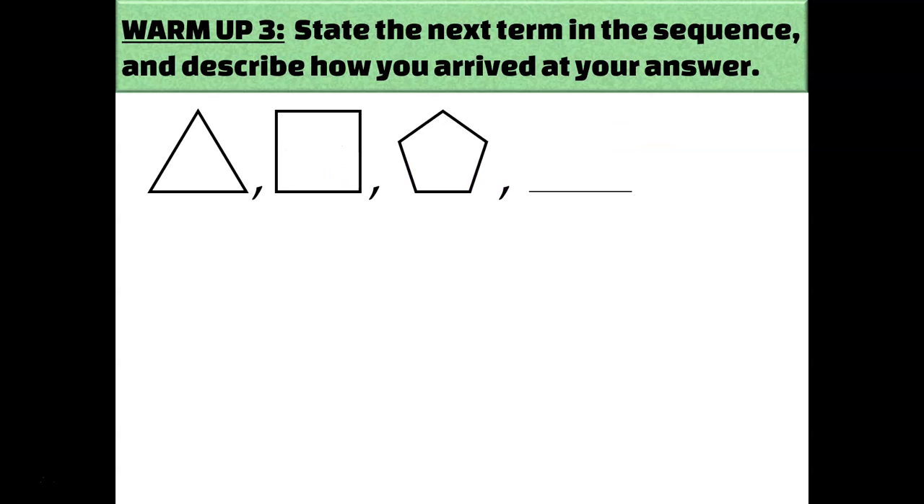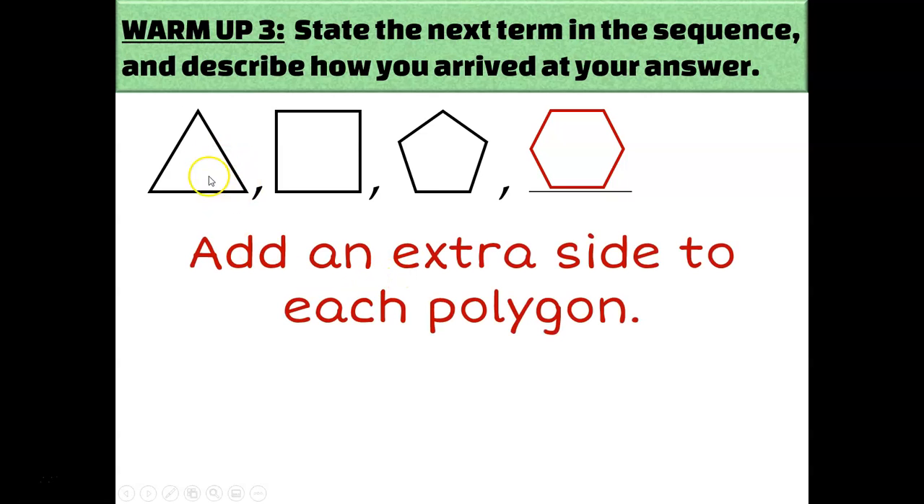Let's try a pattern that's shapes instead of numbers. What shape would come next? If you said a hexagon, you're correct. All we're doing is just adding an extra side. Triangles have 3 sides. Squares have 4 sides, pentagons have 5 sides, 3, 4, 5, the next thing would be 6, so a hexagon.